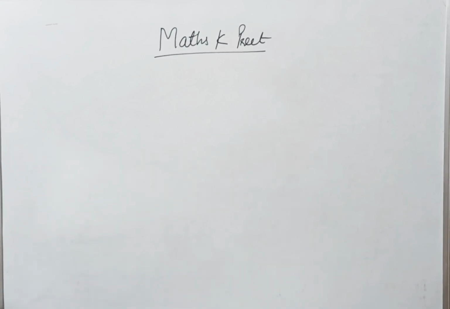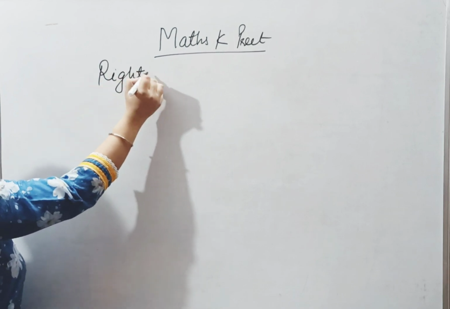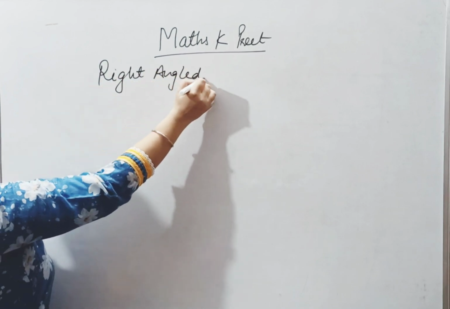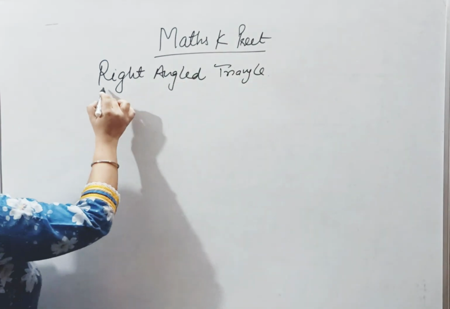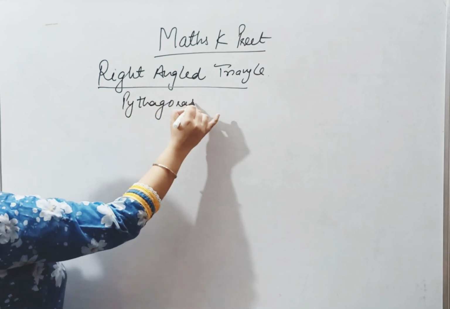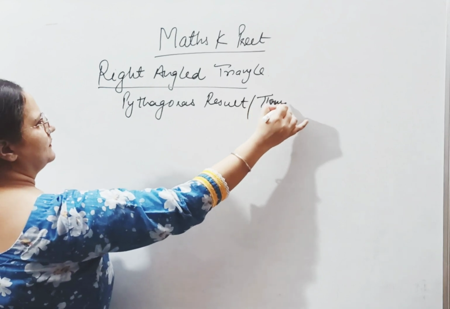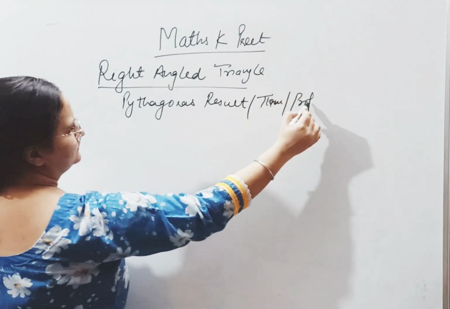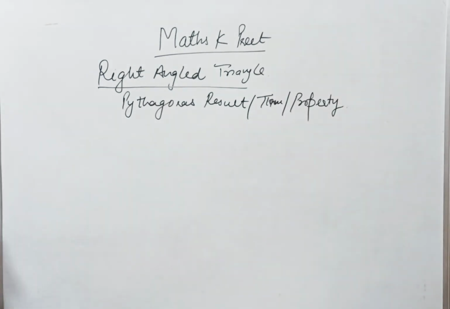So today our topic is right angled triangle, or Pythagoras result, theorem or property. Meaning is same for the result, theorem and property. So today we will discuss about the right angle triangle.